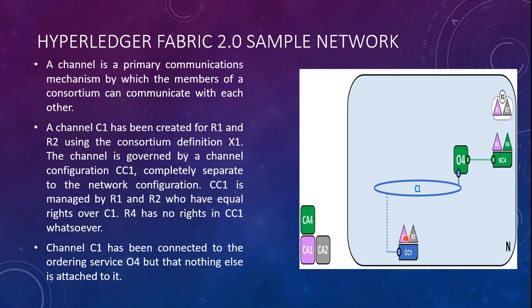So channel C1 has been connected to the ordering service O4, but nothing else is attached to it. Whatever transactions pass through this channel C1 have to be immutably recorded on the blockchain ledger. That work is done by the ordering service. So the channel C1 is also using the O4 ordering service, but nothing else is attached to it.